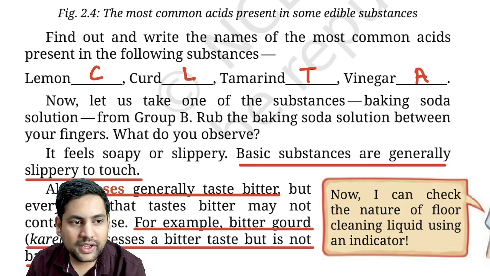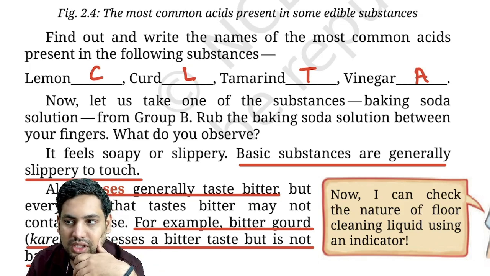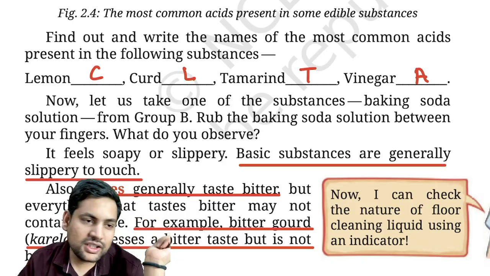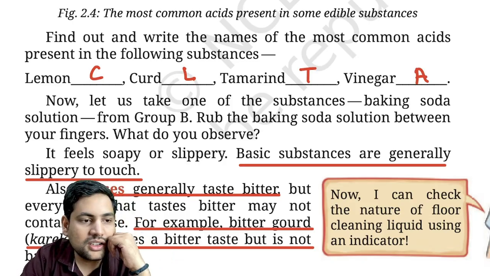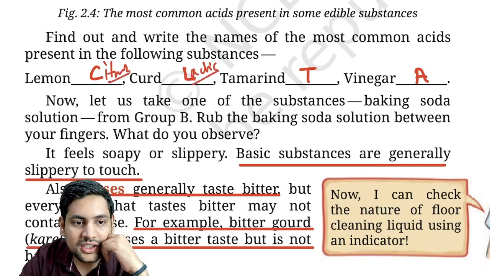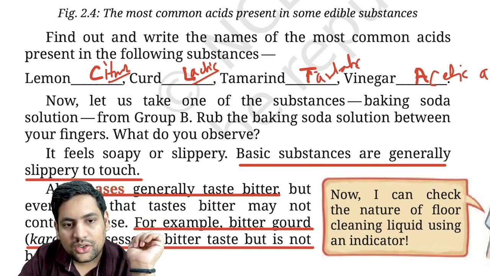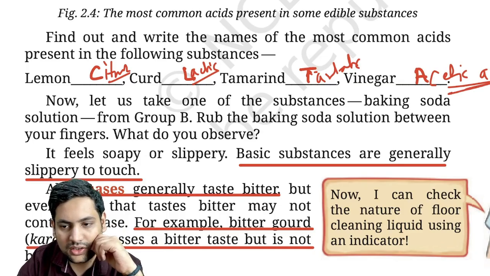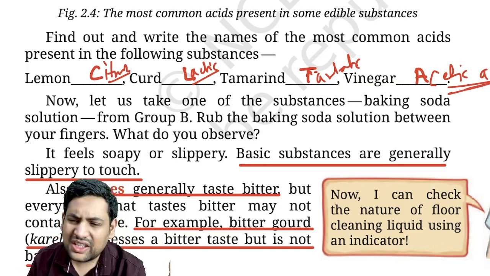Now let's find out the different kinds of common acids that are present in substances. So there is lemon, curd, tamarind, vinegar. Now, what are these acids? I have written in short. Lemon has citric acid, correct? Curd very famously has lactic acid. Tamarind has tartaric acid, and vinegar has acetic acid. A very dilute form of acetic acid becomes vinegar. So these are different kinds of acids.